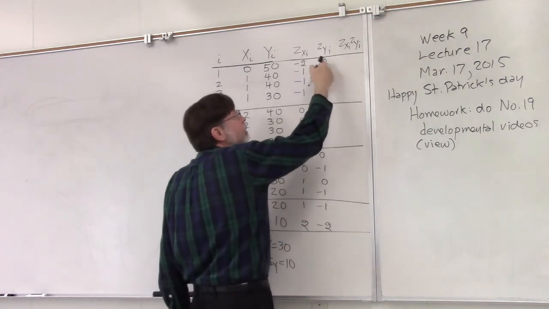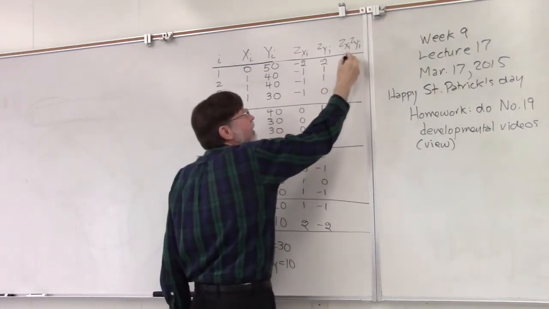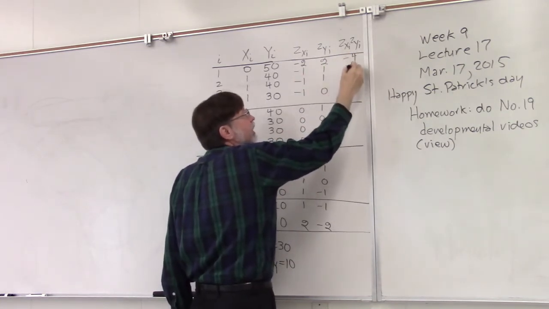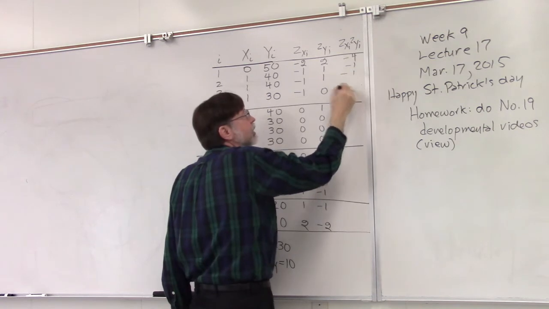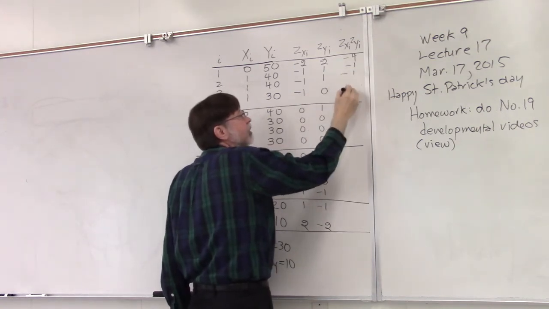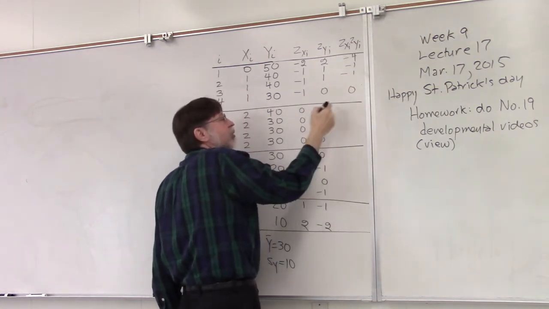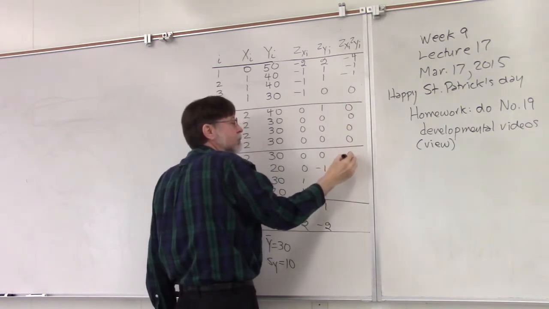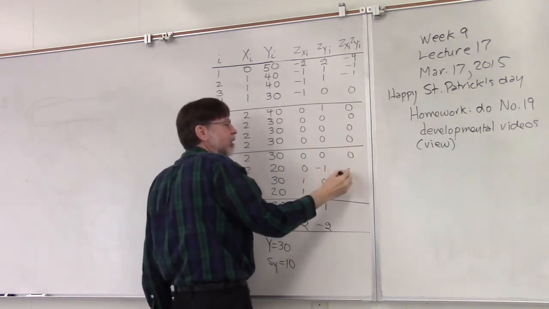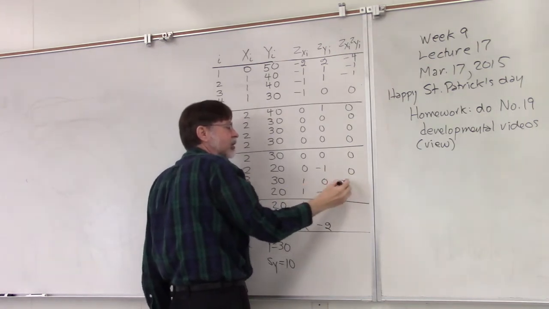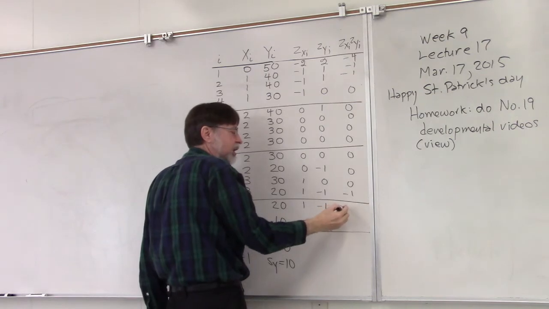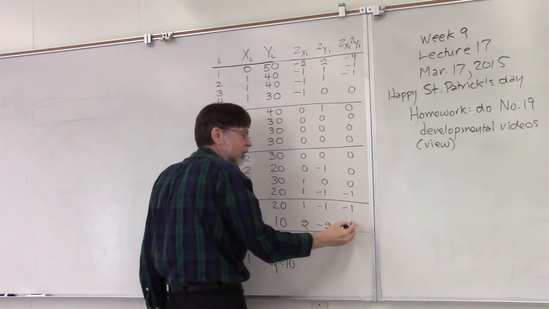So minus 2 times 2 is negative 4. Minus 1 times 1 is negative 1. Negative 1 times 0 is 0. 0 times positive 1 is 0. 0 times negative 1 is 0. 1 times 0 is 0. 1 times negative 1 is negative 1, negative 1, and negative 4.